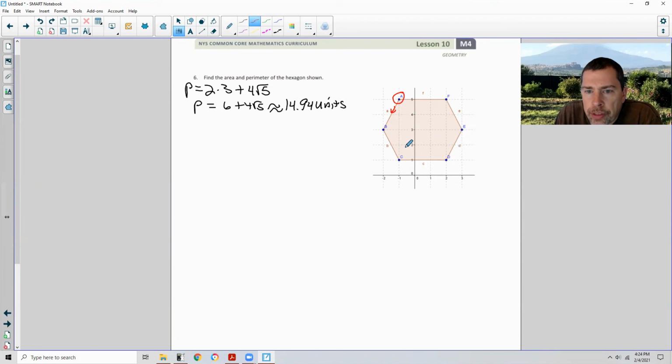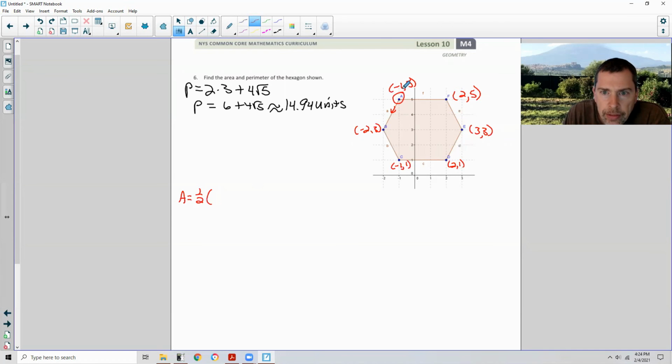This is the point -1, 5. This is the point -2, 3. This is the point -1, 1. This is the point 2, 1. This is the point 3, 3. And this is the point 2, 5. All right, ready? A equals 1/2 x sub 1.